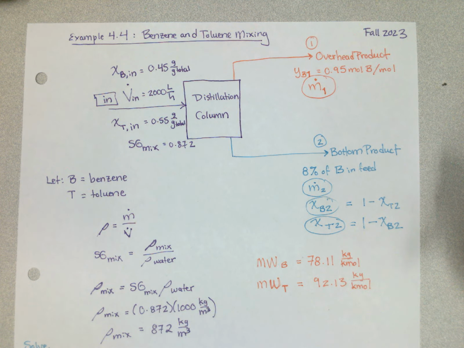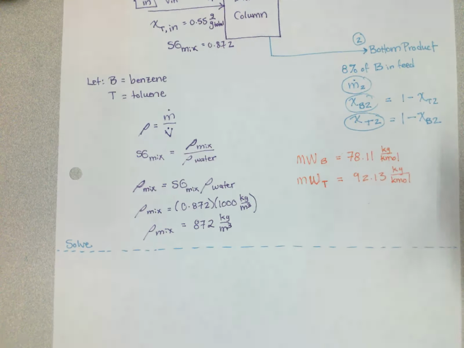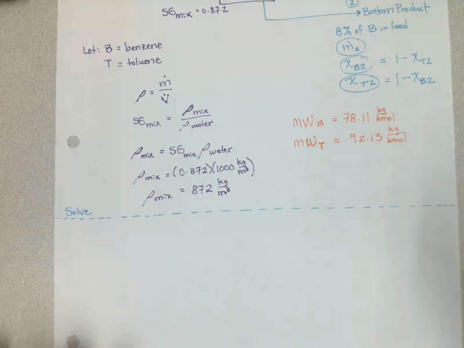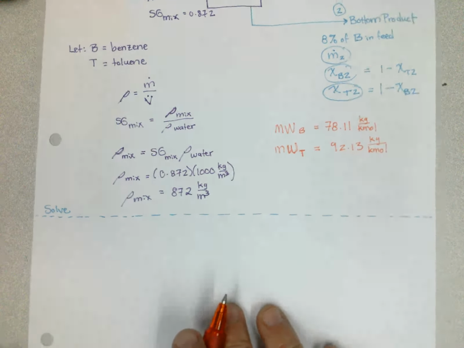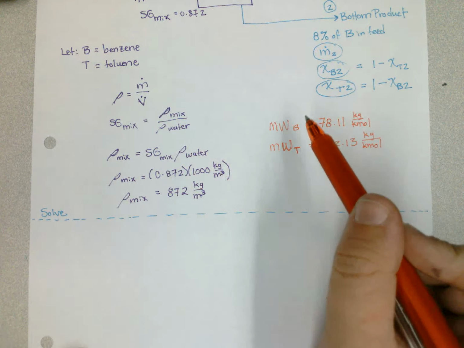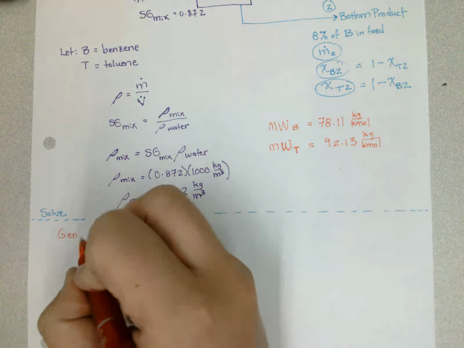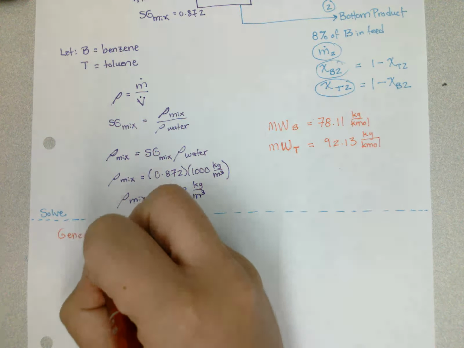All right, let's solve this benzene and toluene mixing problem. So hopefully you have this set up from last time. Let's move down below on our page to solve this problem. So the first thing that we need to do is write our flow diagram, which we've done, and we've identified everything that we need.